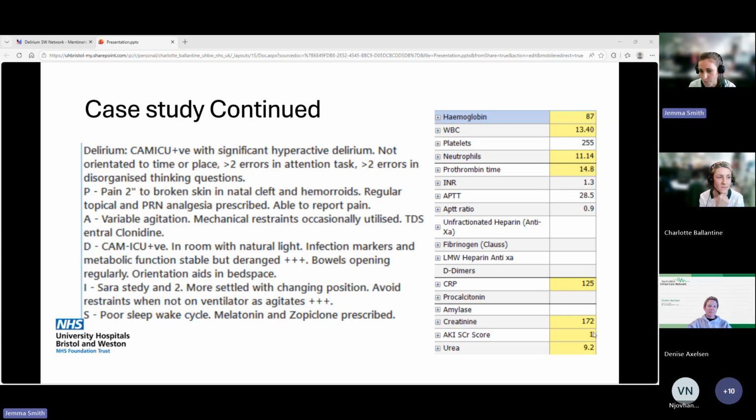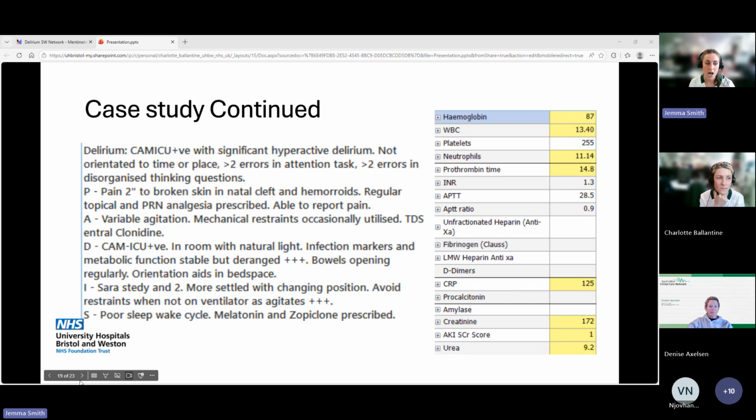Obviously, we've still got problems with his kidneys and his infection status. So until these things settle down, his delirium is probably going to continue to be a problem, but there's lots of strategies that we've put in place that mean this chap has now been in a position that he can actually engage in therapies and make some forward progress with his weaning and with his mobility.